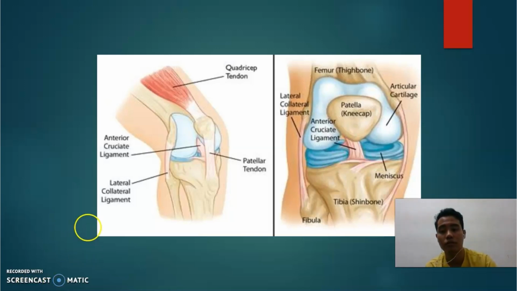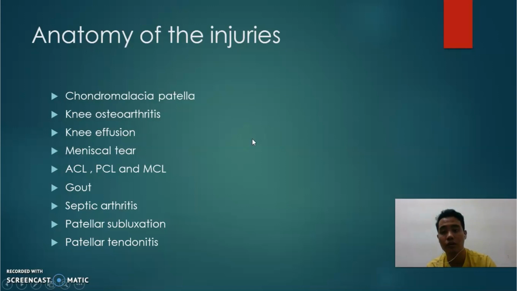On this side you can see the ACL, the LCL, and patellar tendon and quadriceps. And you can see the patella, the kneecap, and articular cartilage, the ACL, meniscus, tibia, fibula, and other parts. Okay, anatomy of the injuries.